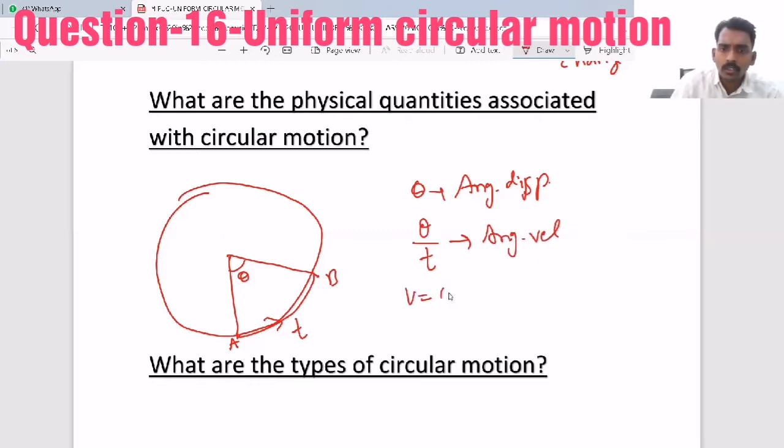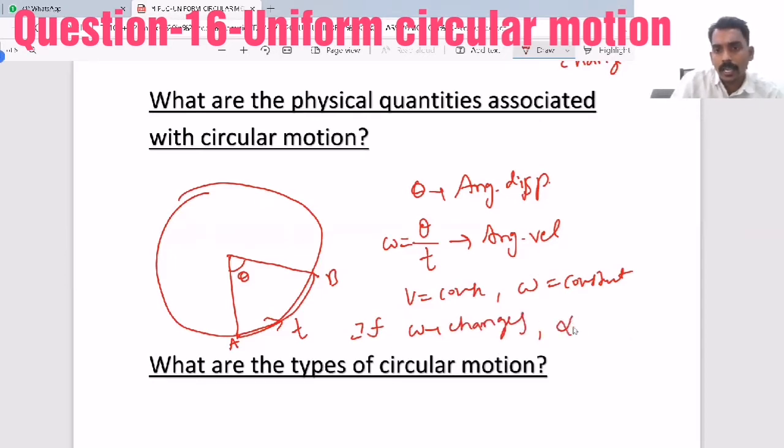If the speed is constant, then angular speed, that is omega equal to theta by t, also remains constant. If omega changes in that motion, then there is one more quantity, that is angular acceleration, delta omega by delta t. So there are three quantities associated with circular motion: angular displacement, angular velocity, and angular acceleration, apart from linear displacement, linear velocity, and linear acceleration.